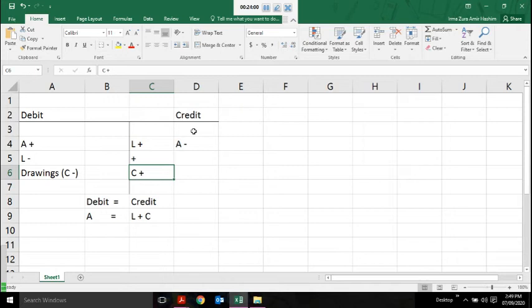If it's the other way around, then you record it like this: asset decrease, you record it as credit. Meanwhile, for liabilities and capital, if there's a reduction, then you will record it on the debit side.